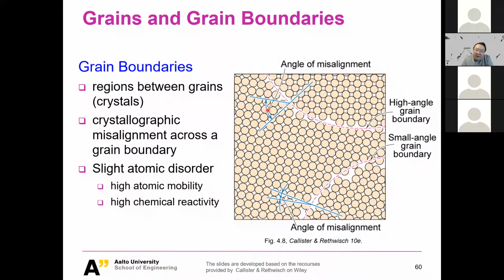You see, we can even measure this kind of misalignment by an angle. If this angle is very large, we call it a high grain boundary angle. And if this angle is rather small, meaning you just distort it a little bit, it's a so-called low grain boundary angle or small grain boundary angle.